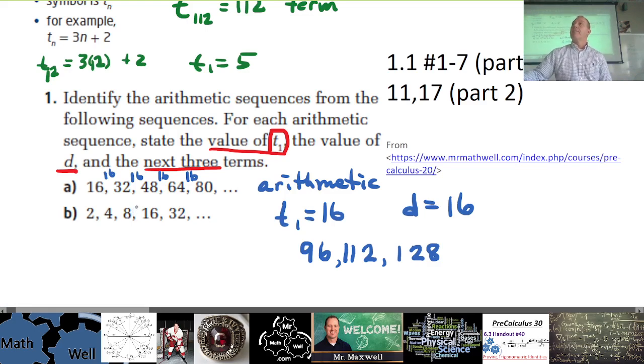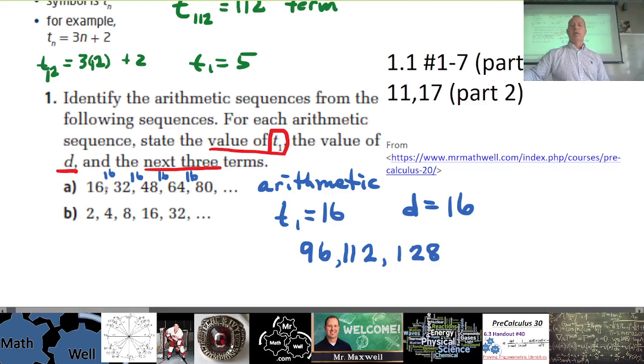Can you have arithmetic sequences that you multiply, or is it just add? So you cannot have arithmetic sequences that multiply. That's a different kind of sequence which we'll study next. So arithmetic is only adding. Now you can add a negative number, which is like subtracting, but it's only adding or subtracting, not multiplying or dividing. That's a different kind.